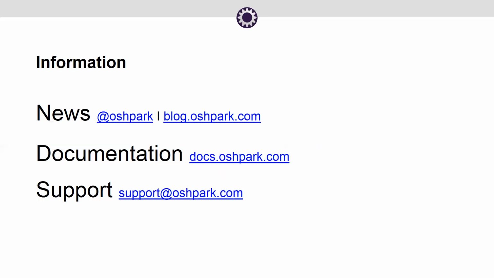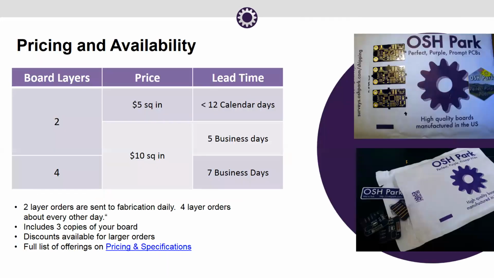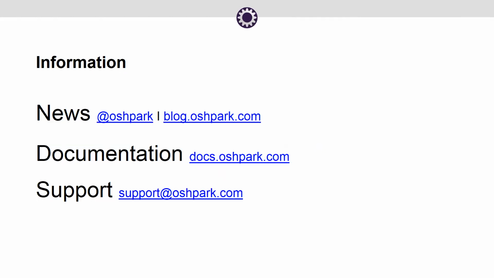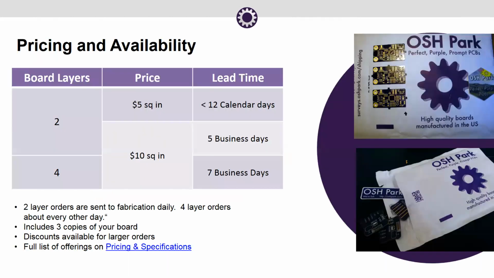So with our service, we offer both 2 and 4 layer. Hopefully I can go back there to that screen with the information. So with our 2-layer service, our basic service is $5 a square inch, and then you would get free copies of your board. So if your board was, let's say, 2 square inches, it would be $10, and you would get free copies of the board for that. And that service will ship within 12 calendar days from when you place the order.